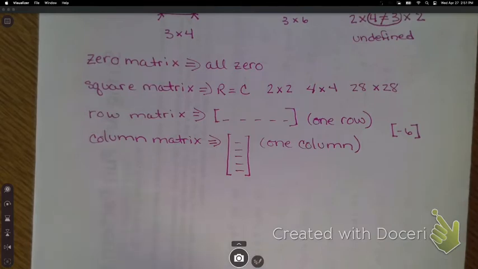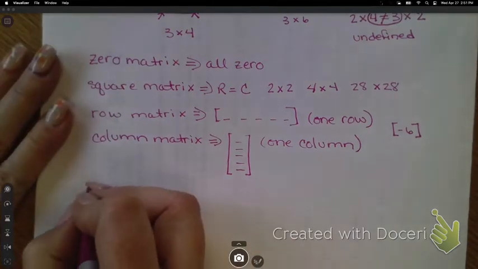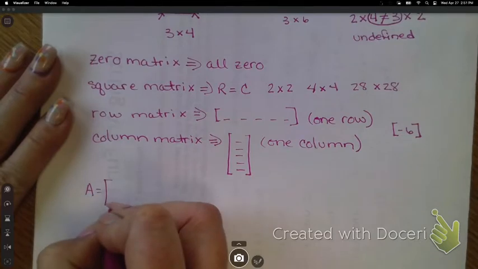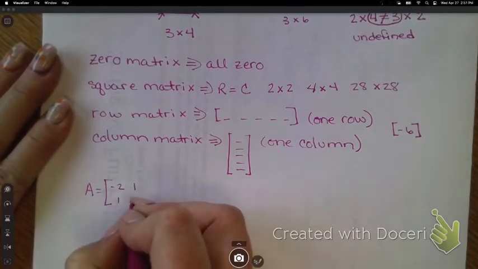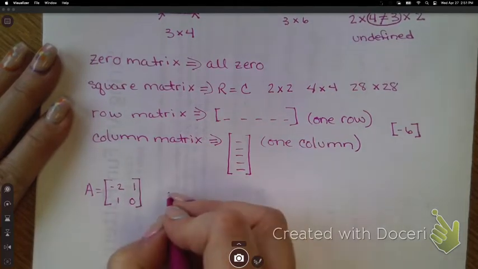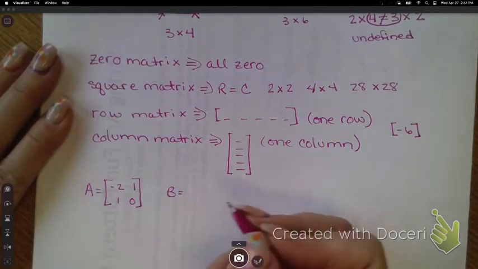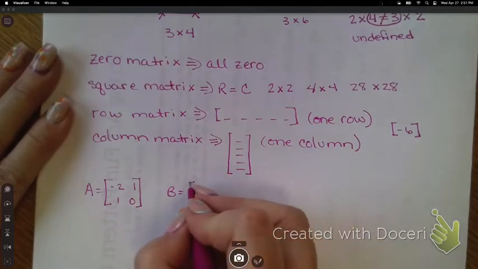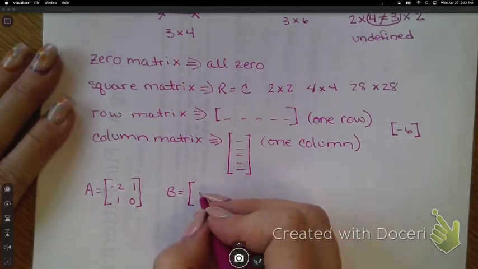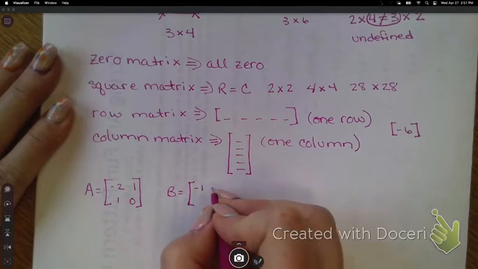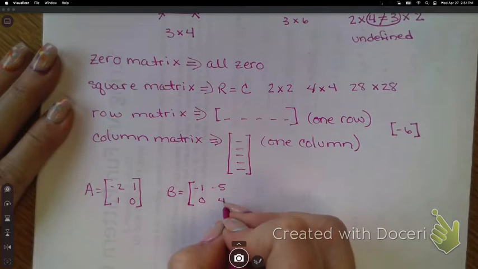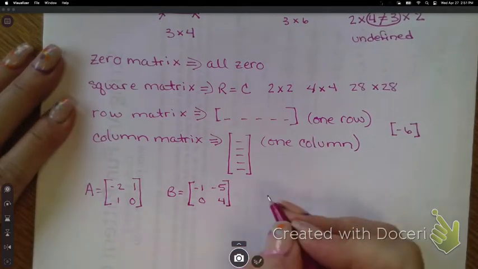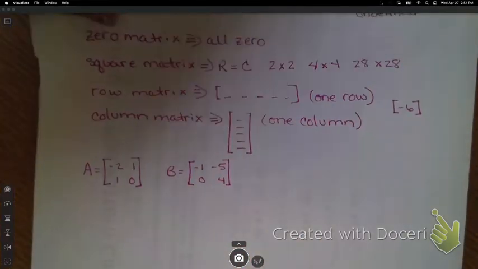Still haven't done any multiplication. Guess we better do that, huh? So matrix A is negative 2, 1, 1, 0. Matrix B, oh, they were nice. They gave you 2 by 2s. Negative 1, negative 5, 0, 4.